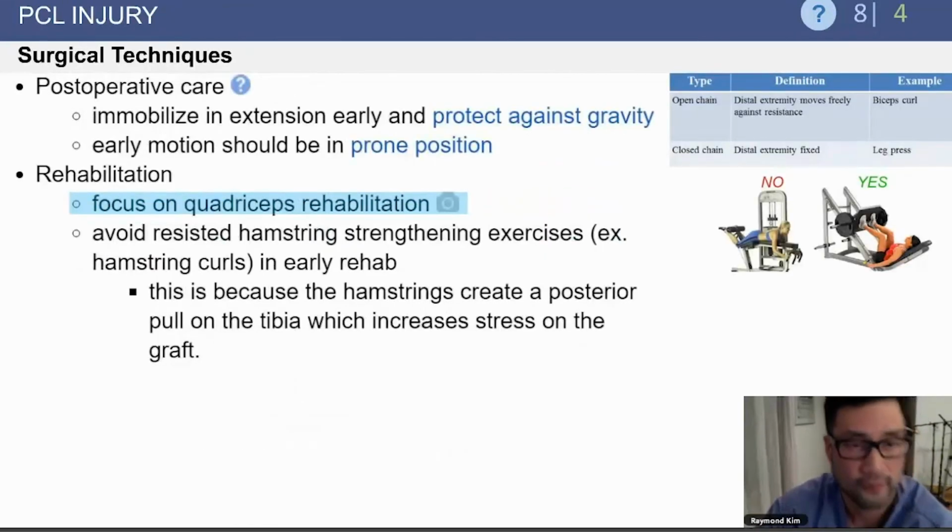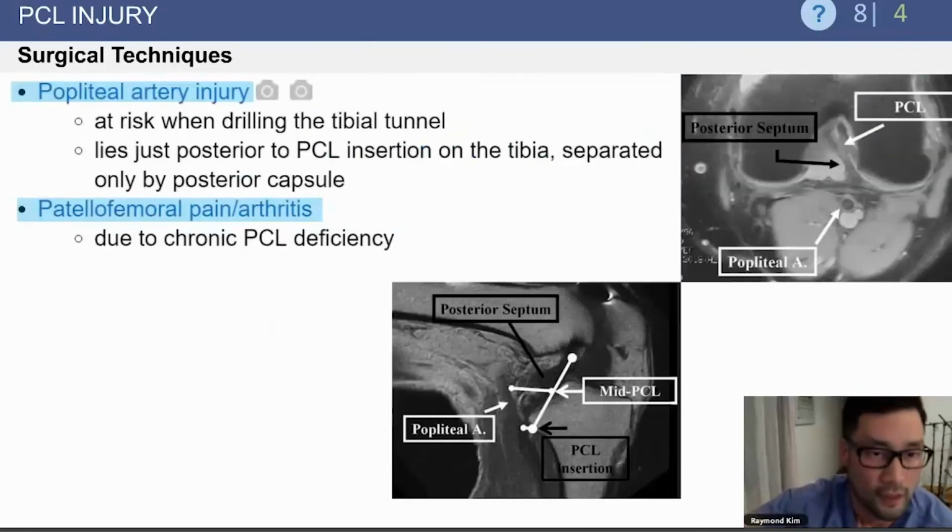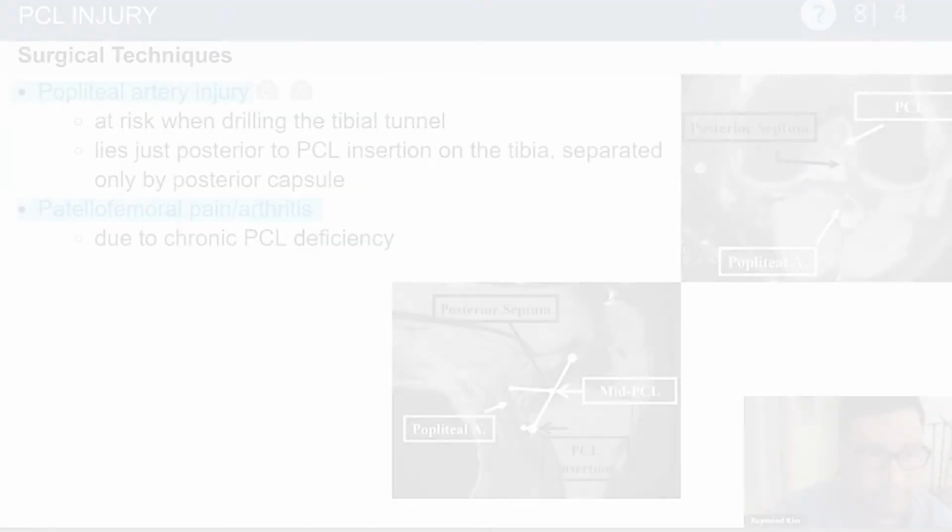Rehabilitation postoperatively really focuses on quad rehabilitation. Some of the dangers that can happen with PCL reconstruction: the popliteal artery is right behind the PCL, so there's always risk of vascular injury. There's also complications of patellofemoral pain and arthritis with a chronically deficient PCL knee.